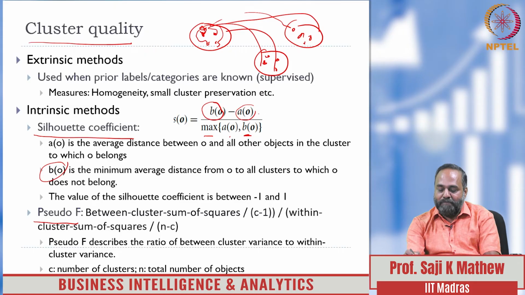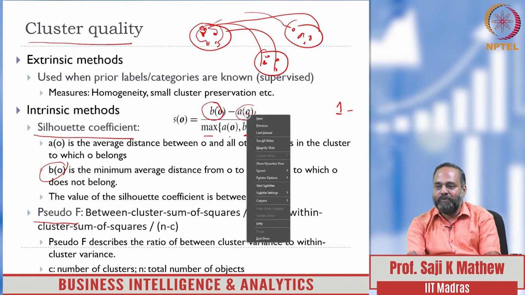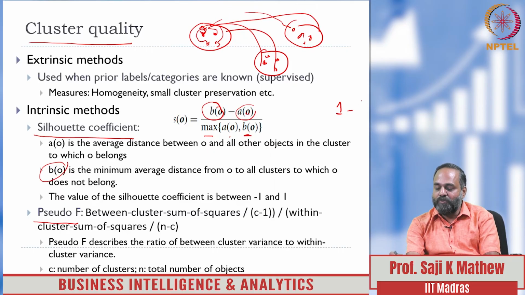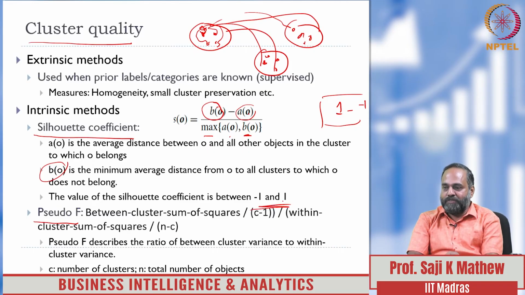And when BO is maximum, AO should be minimum. At that point, the ratio will become 1. But in a scenario where BO is not maximum, AO is maximum, then BO is small. Therefore, the denominator becomes very high and BO is small. Therefore, this will have a negative value and it will tend to -1. That is what the range is going to be. Silhouette distance will have a range of this kind. So, it gives you a sense of homogeneity within and heterogeneity across clusters.